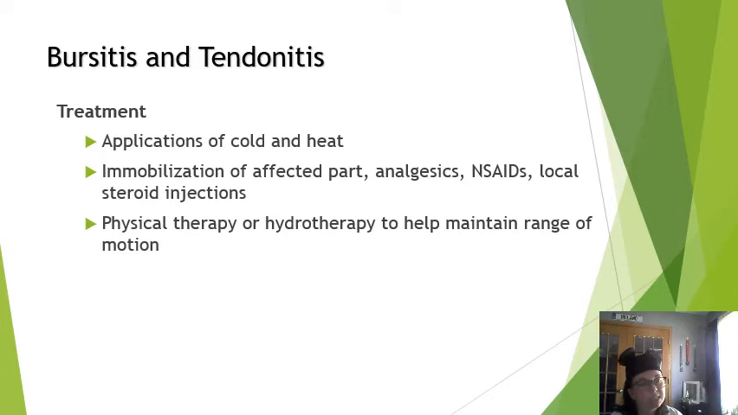All right, bursitis and tendinitis are treated with applications of cold and heat. Also immobilization of the affected area, analgesics, NSAIDs, local steroid injections, PT, which would be physical therapy, and hydrotherapy would be great for lower impact, all of which is just to help maintain range of motion.